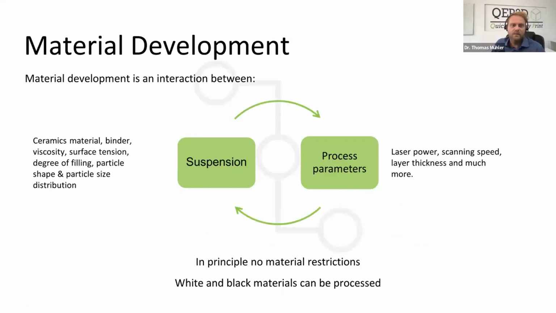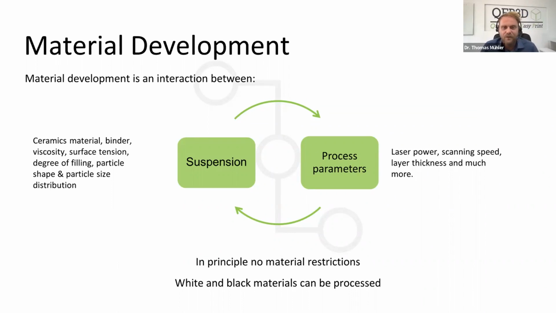Now a few words about material development. Material development is always the interaction between suspensions and the process parameters. On the one hand, there is always a connection between particle size and the possible layer thickness. The layer thickness always depends on the viscosity and the surface tension of the suspension. The resolution of the process also depends on the layer thickness, but also on the particle size distribution, particle shape, and filling degree, and so on. Yes, that sounds a bit complicated, and it is.